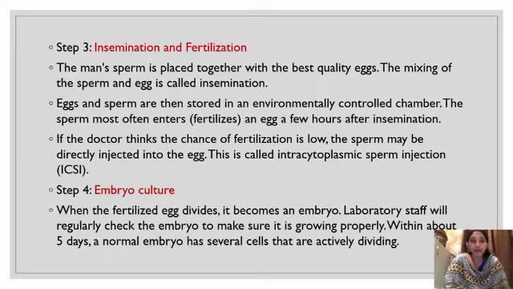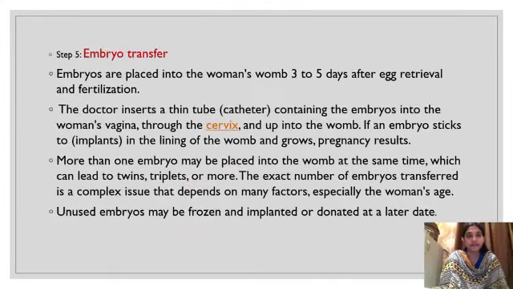Coming to step 4, it is the embryo culture. So when the fertilized egg starts dividing for its development, it becomes an embryo. When the division takes place, the laboratory staff will regularly check the embryo to see if it is properly growing or not. And within 5 days, a normal embryo will have several cells which will be actively dividing.